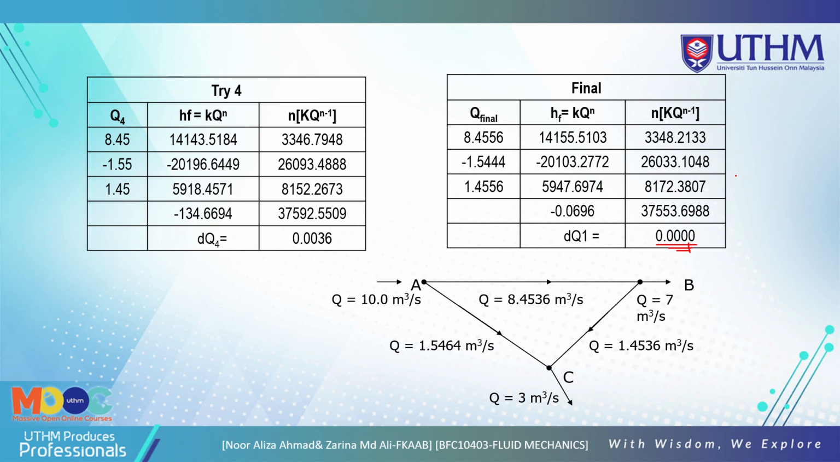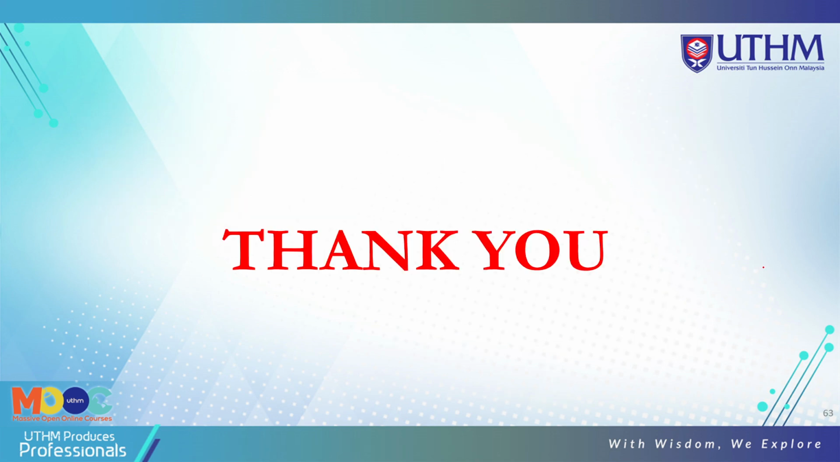So the final Q is based on here, because you get the delta Q here. So you get the value of Q in each pipe. This one is based on your calculation. You calculate here until you get delta Q is 0.000 something. That's all. Thank you.